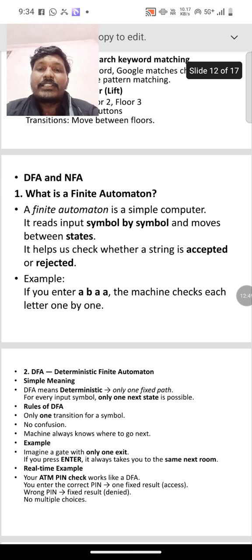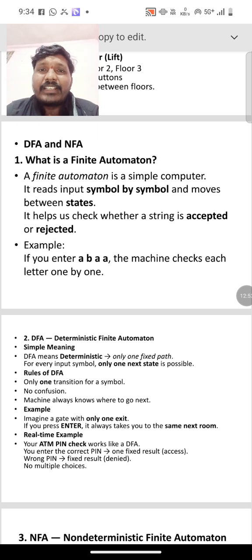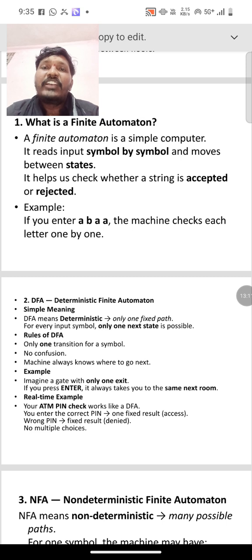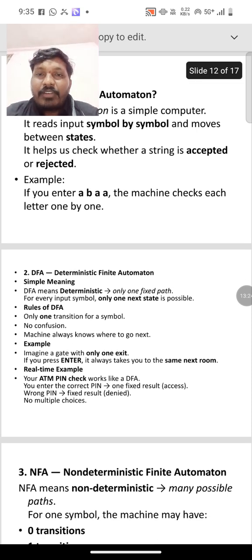What is finite automata? It reads input symbol by symbol and moves between the states. It helps to check whether the string is accepted or rejected. DFA means deterministic finite automata. Deterministic finite automata means there is only one fixed path. It takes the input, either 0 or 1, and moves from one state to another state through only a single path. For every input symbol, only one next state is possible.